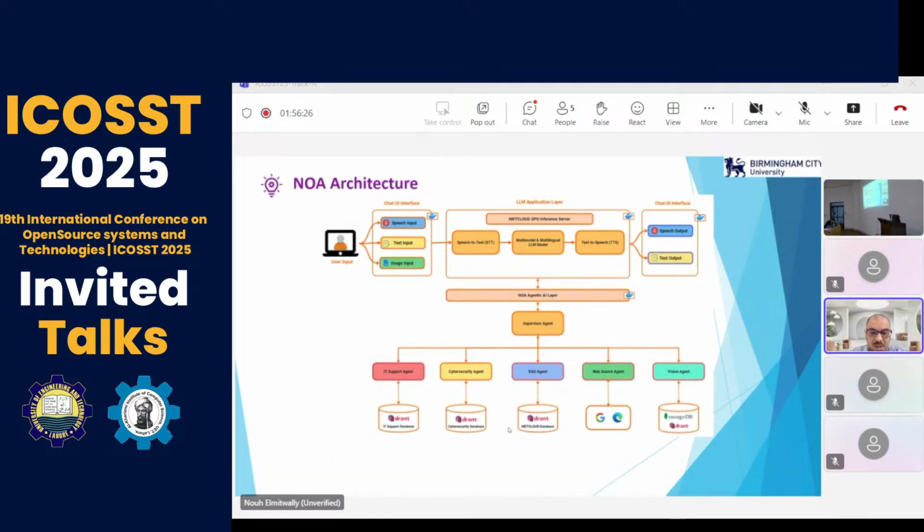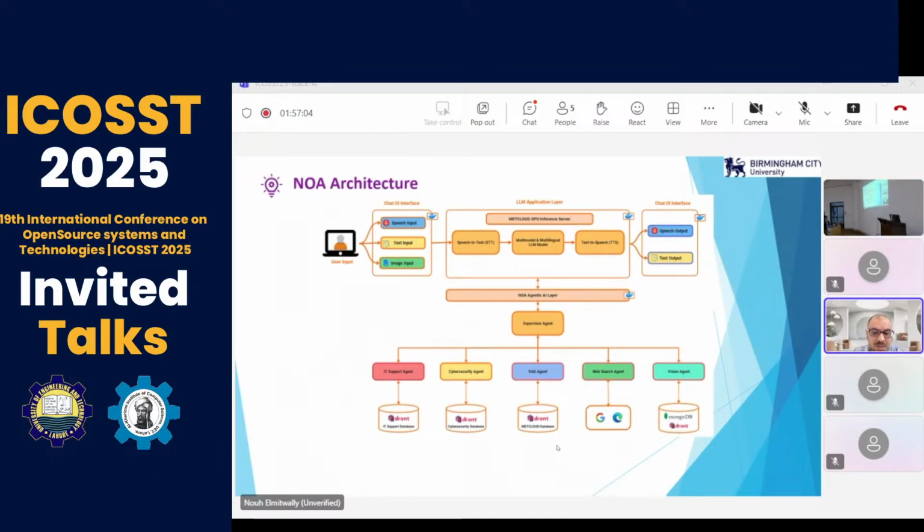This architecture highlights how well these components come together. On the left-hand side, you see the chat UI, the interface where users can provide input, and the input can be text, speech, images, or videos: multimodality. This input flows through the application layer, where speech is converted to text, and our multimodal and multilingual LLM processes the query. The Noah agentic layer is overseen by a supervisor agent, which orchestrates various specialized agents.